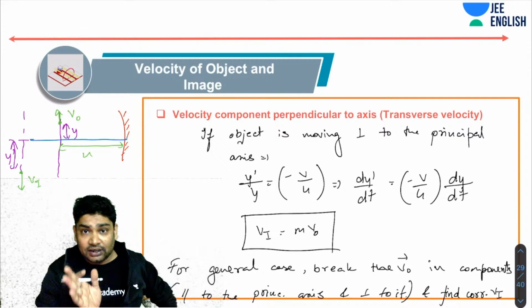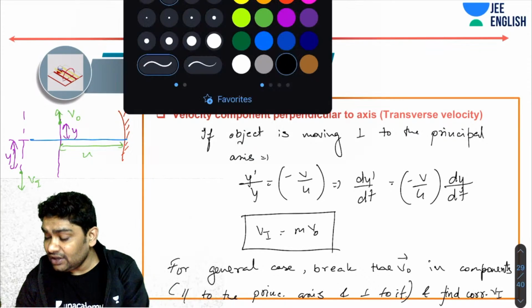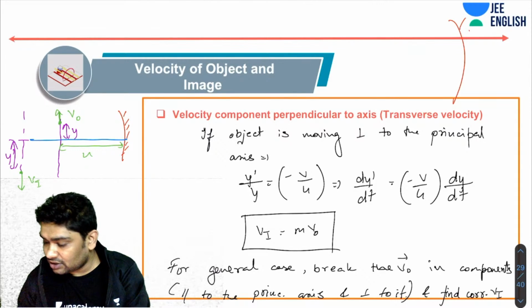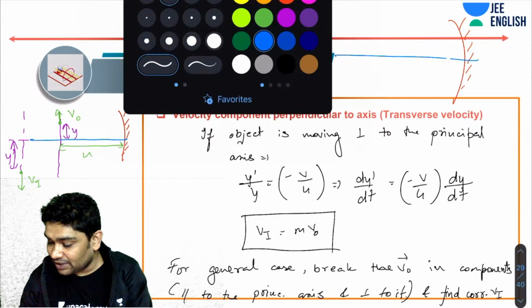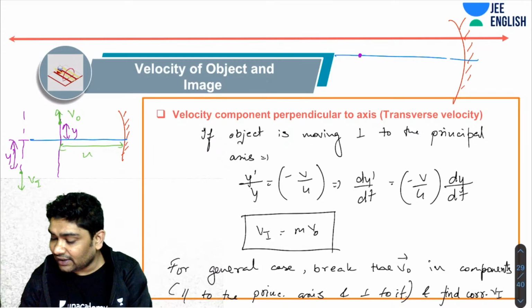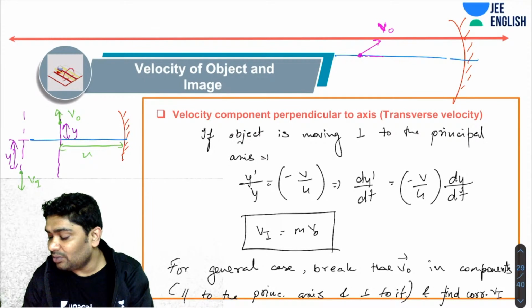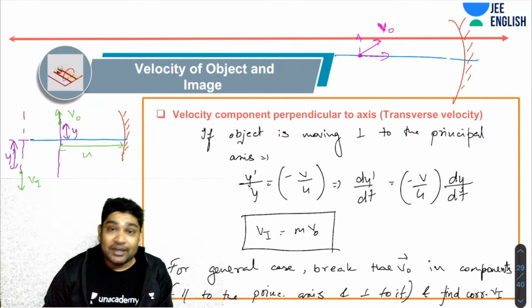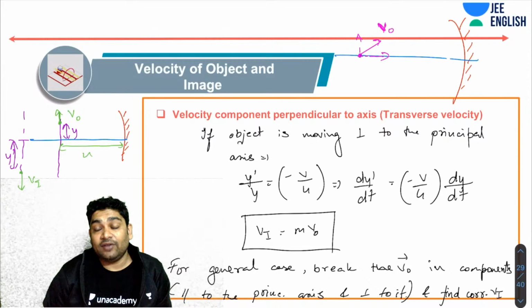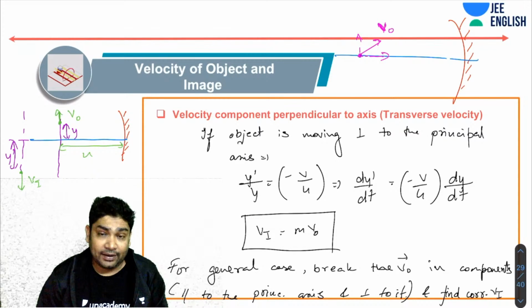Okay, so once you have broken VO into these two, let's imagine what I'm trying to say is that in general you were told that this is your mirror, this is your axis, and here was an object which was moving with some velocity vector directed in some random direction, VO. So I would have broken this VO into two components. I would have found this component, I would have found this component. Then I would have found the corresponding velocity components for the image and finally reported the velocity of the image as the vector sum of these two. I hope that is clear.